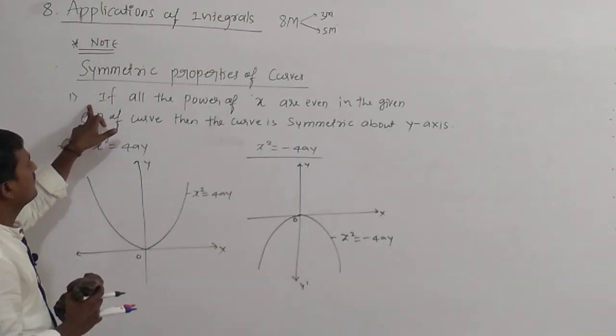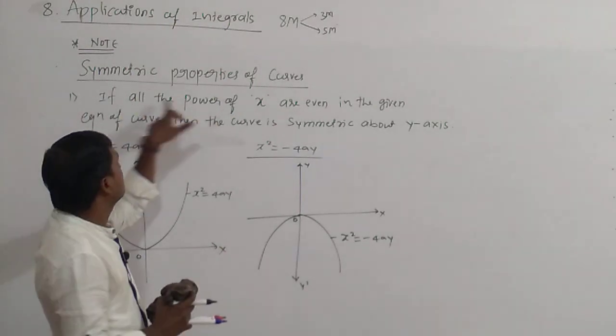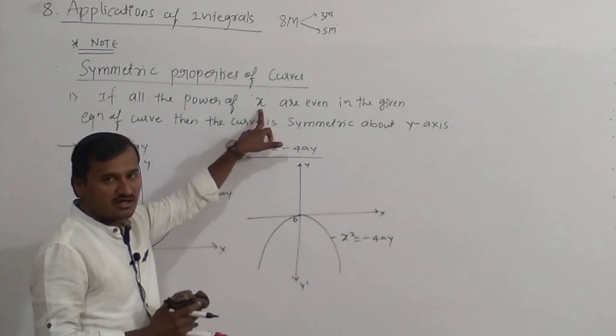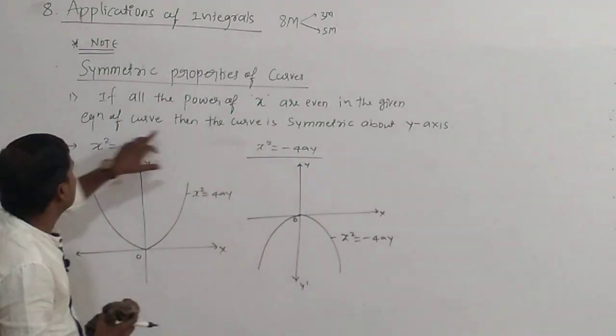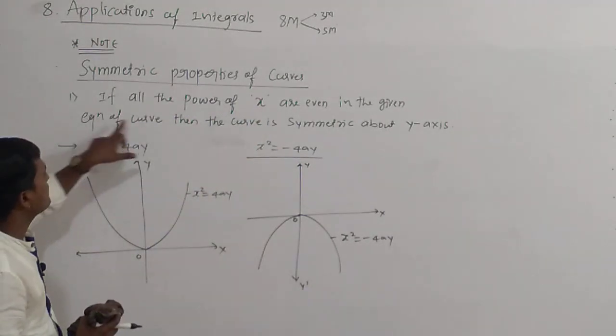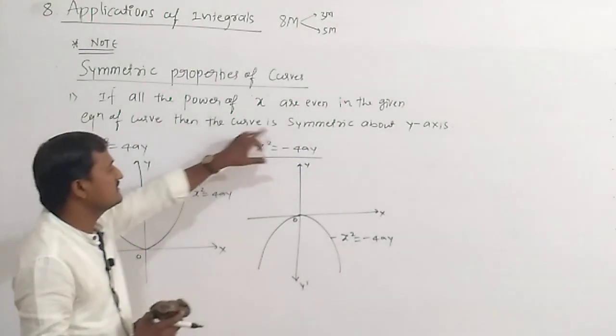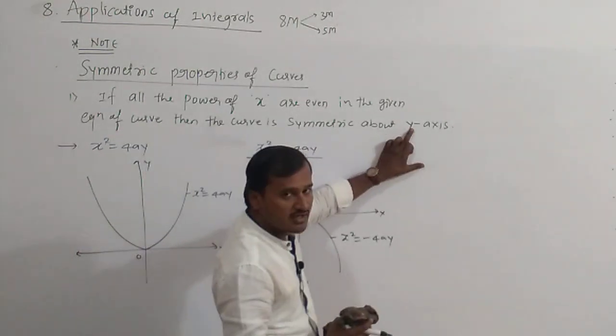So in a given equation of a curve, if all the powers of x are even in the given equation of a curve, then the curve is symmetric about the y-axis.